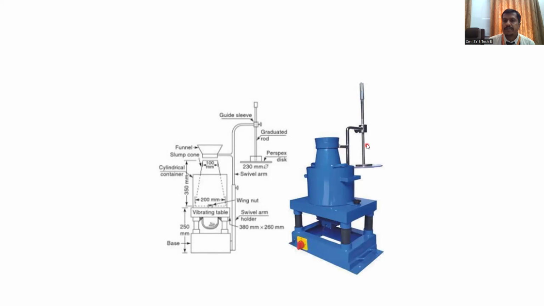In the VB consistometer test assembly, as you can see, there is one graduated rod. To this graduated rod, one glass disc is attached. Then here is a slump cone, placed in this. The top diameter is 10 centimeter and the bottom diameter is 20 centimeter. This is your slump cone.